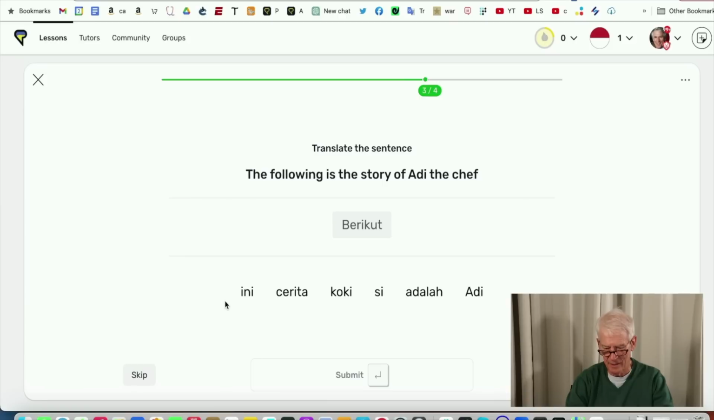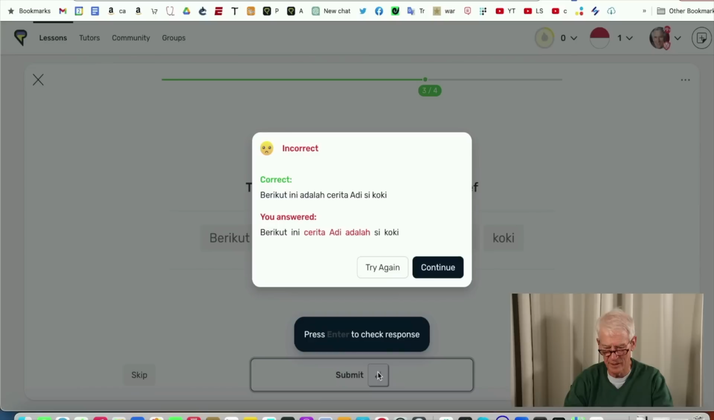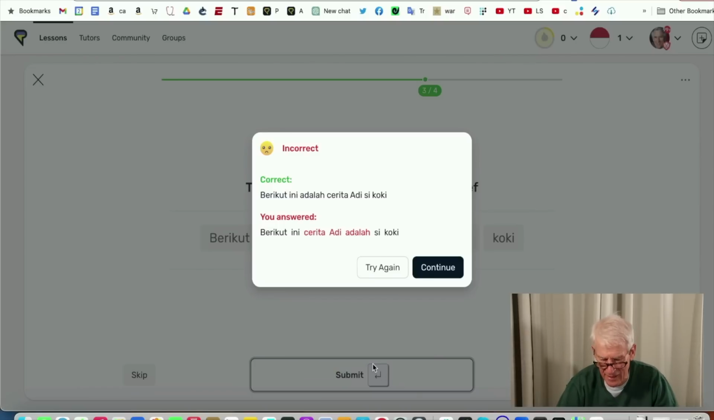So berikut ini cerita. Now I'm stuck. I know si cookie. Berikut ini cerita. Ini, I can't remember. So put Adi in there. Adalah si cookie. That's wrong. I don't mind being wrong. I submit. Berikut ini adalah cerita Adi si cookie.